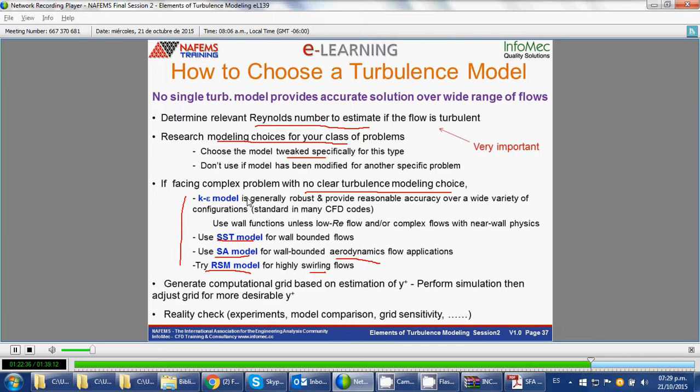So as I mentioned, you start with some sort of idea for Y plus, perform the simulation, and then try to refine till you get the desirable Y plus. And of course, you need to do some reality check. If you can do experiments, great. If not, do the comparison between different models, do some grid sensitivity analysis and all that stuff. Get an idea where you should be going.